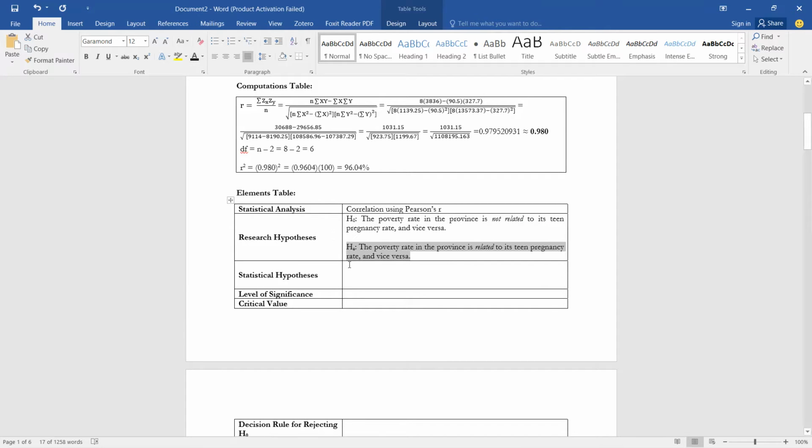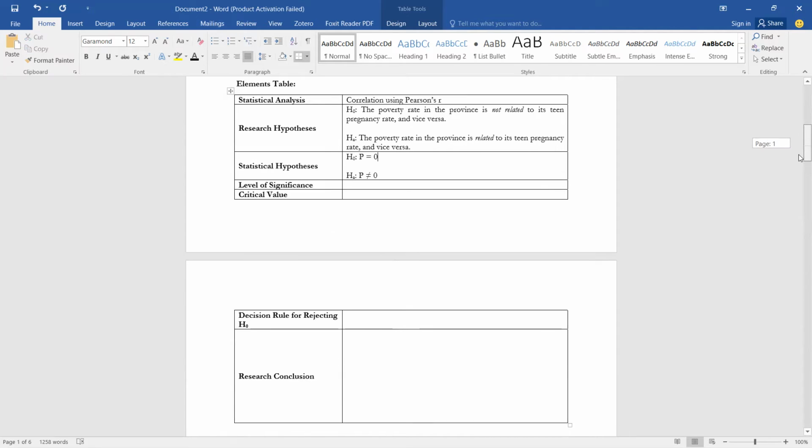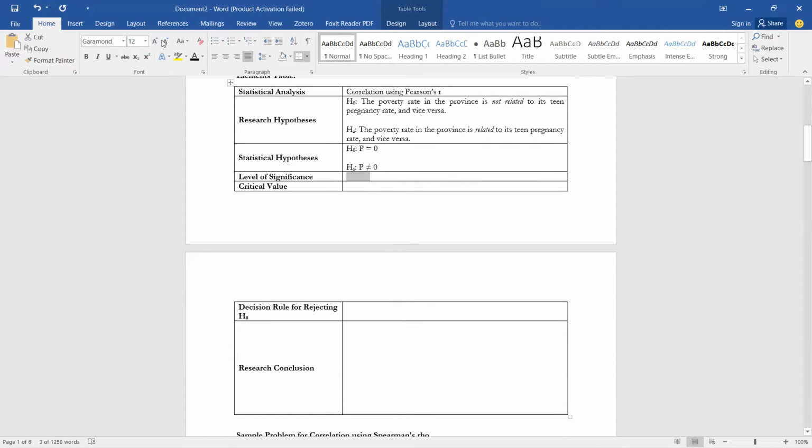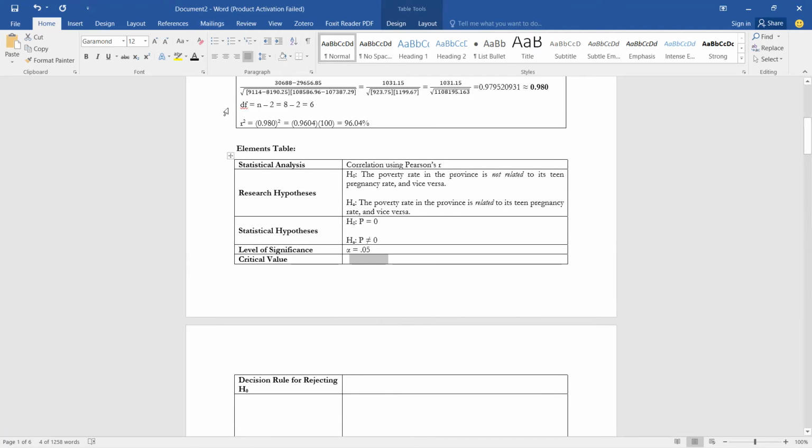All right. Now for the notation, it'll look something like this. Now rho is equal to 0, no, and rho is not equal to 0. Okay. Level of significance, it says test it at 0.05. Now, how do we find the critical value? We need the DF and your level of significance, which is 0.05. And we need to refer to the table of values. So let's look at that.